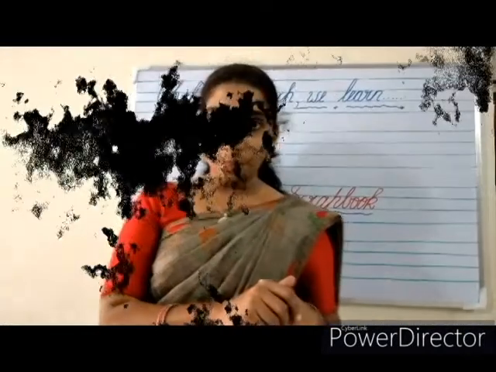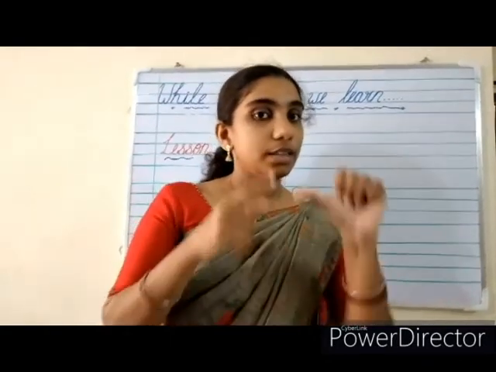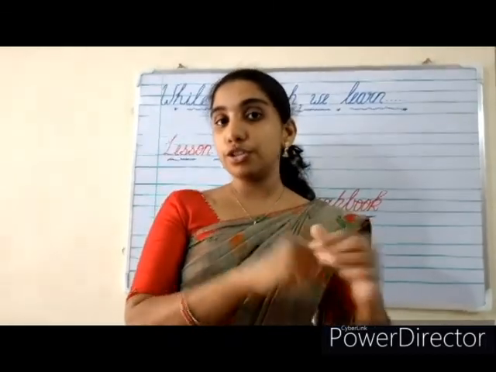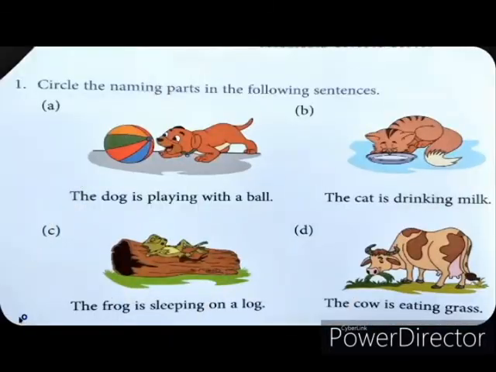You saw the video, and in that you got to know about the naming part and the telling part, right? So now we are going to do the textual exercises. In the video, we saw that a sentence consists of two parts, right? The naming part is the first thing and the second one is the telling part. And here is our first activity. The question is, circle the naming parts in the following sentences. That is, I am going to circle the naming parts in the following sentences.